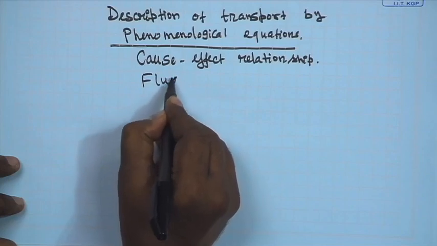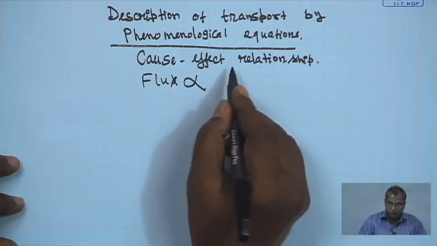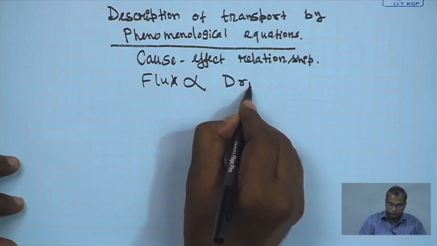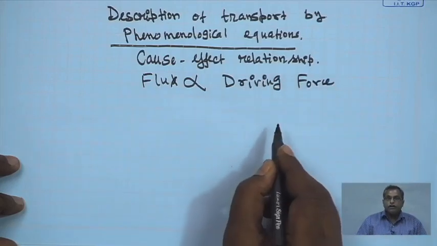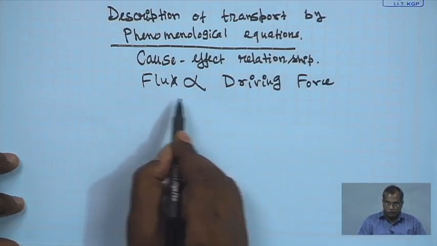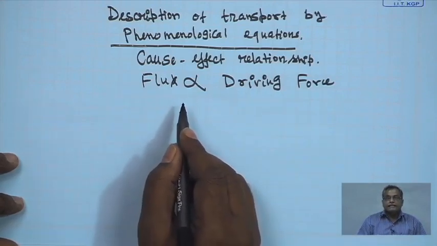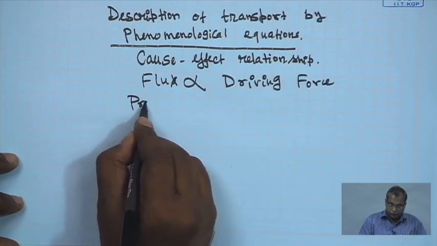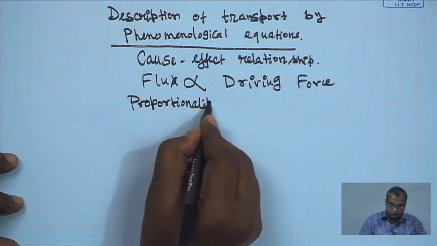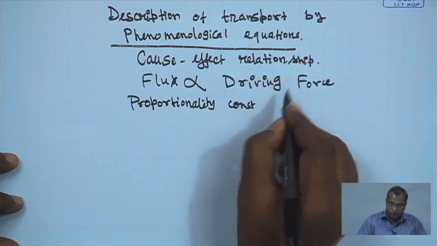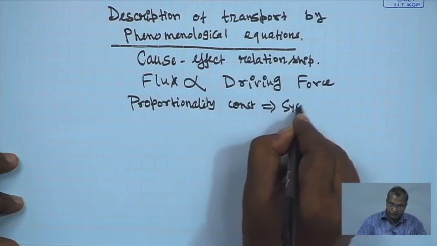These are occurring as natural phenomena, and by these phenomenological equations, the flux is mathematically represented as proportional to the driving force. So, they occur in the phenomena, and the proportionality constant is the characteristic property of the system. So, what is the proportionality constant? It is basically the system characteristic.